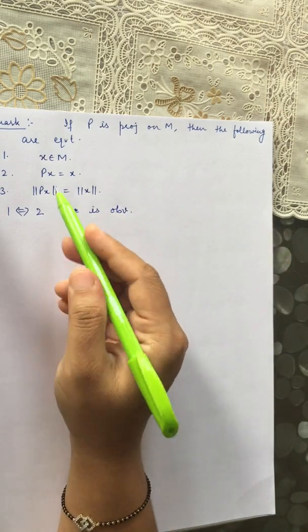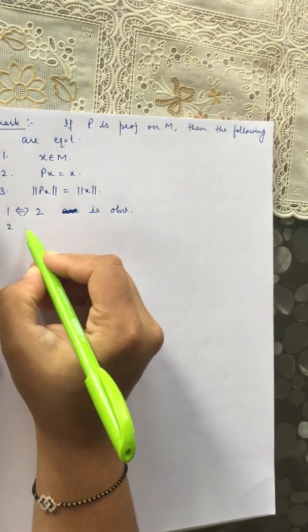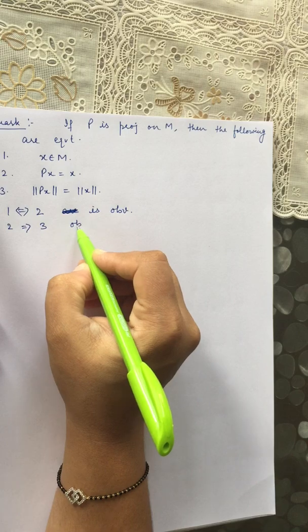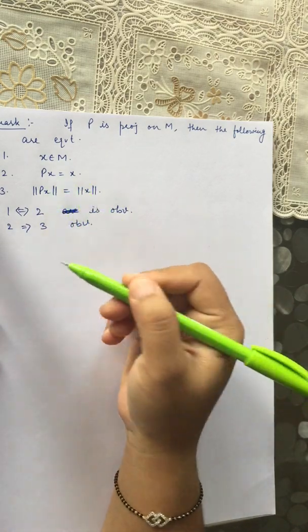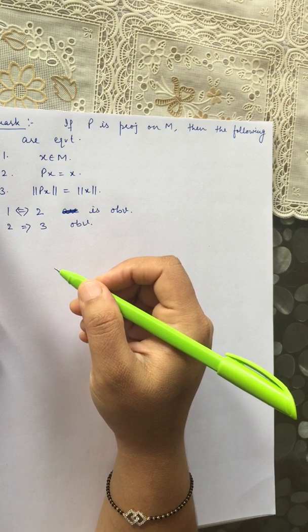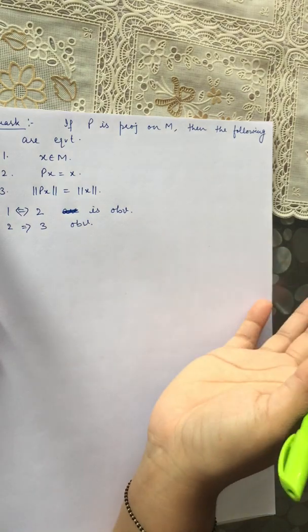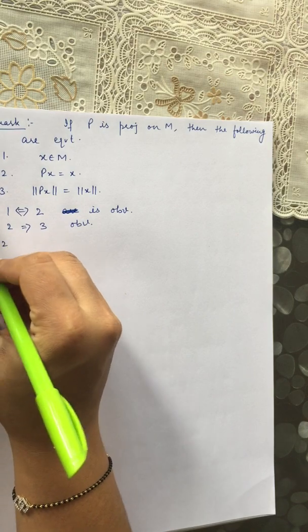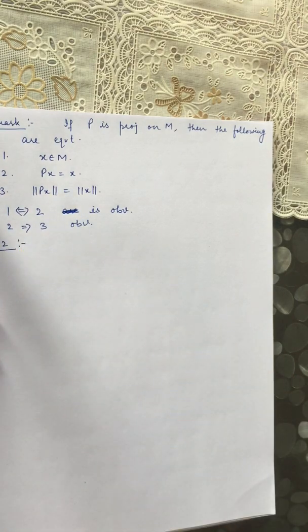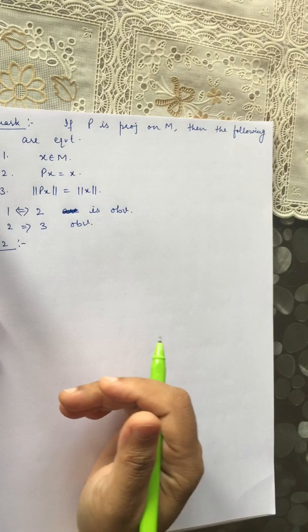Now 2 implies 3, that is also obvious, because if two vectors are same, then their norms are same. If Px is equal to x, then their norms are obviously same. But we cannot say if the norms of two vectors are same, then the vectors are also same. So we will prove here 3 implies 2. So now we are given with norm of Px is equal to norm of x, but we have to prove Px is equal to x.